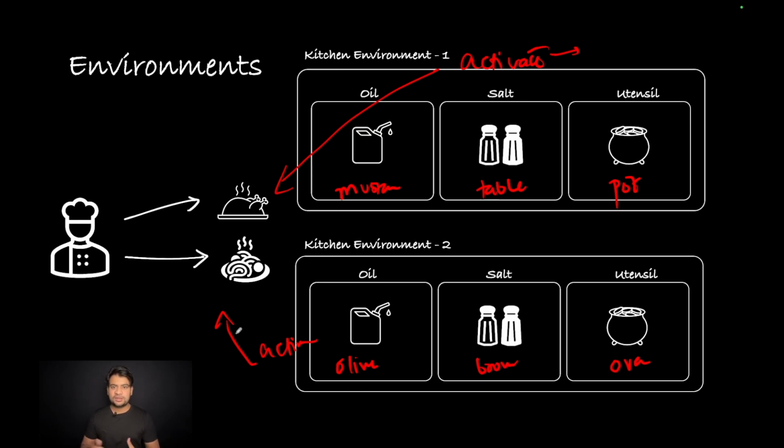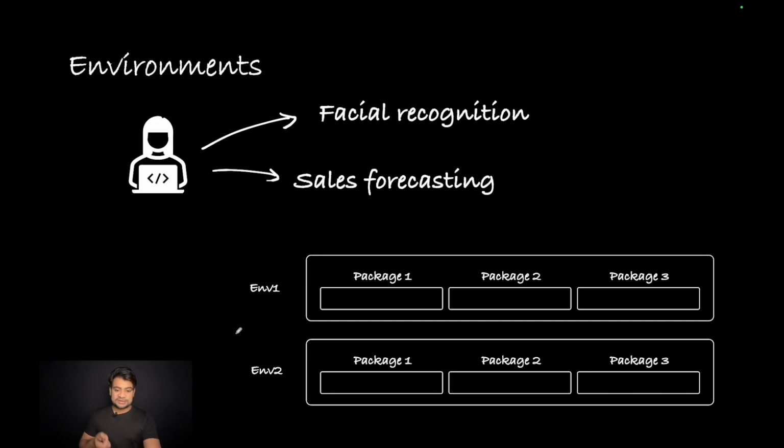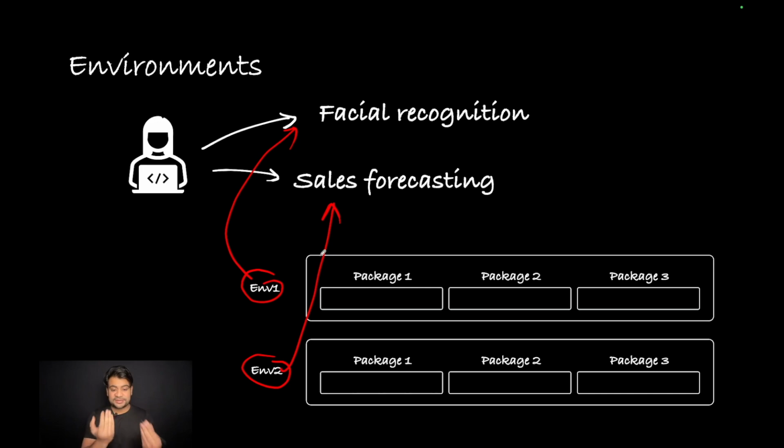In the morning, you are working on facial recognition. In the evening, you are working on sales forecasting. So the same thing can be used as a developer. You can use different environments to work with different projects. So if you want to make changes in facial recognition, or if you want to run the facial recognition project, you can use environment 1 for that. And if you want to use the sales forecasting project, you can use environment 2 for that.